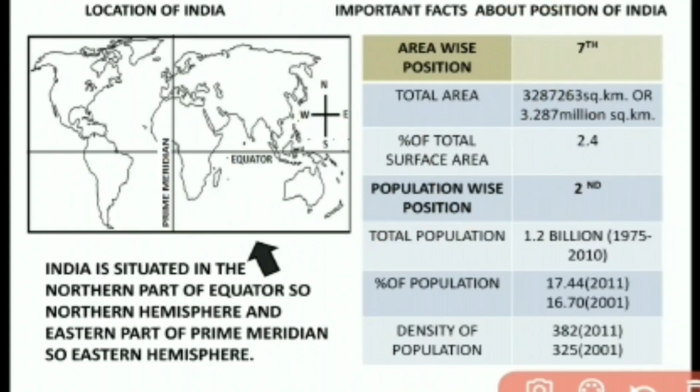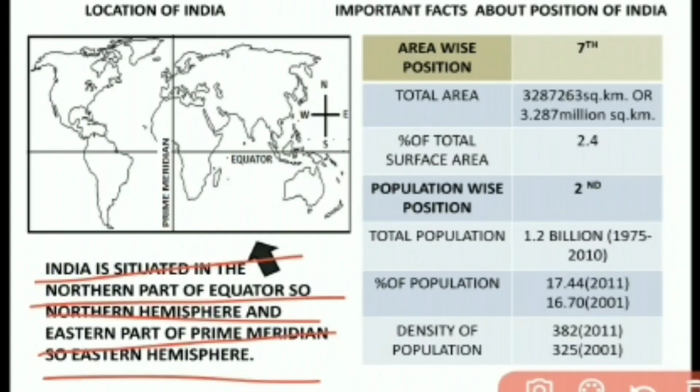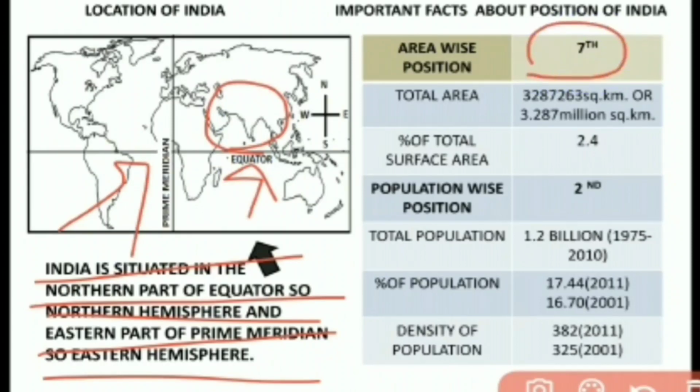So just have a look. India is situated in the northern part of the equator, so the northern hemisphere, and the eastern part of the prime meridian, so the eastern hemisphere. So that is the exact location of India on the basis of the equator and prime meridian. Now come to the next part. What is the area-wise position of India? If we consider the whole area of India, we get 3.287 million square kilometers, and as a percentage this area is 2.4%.